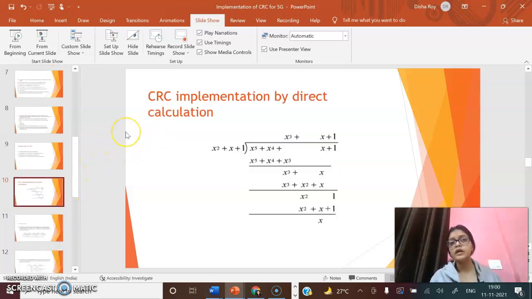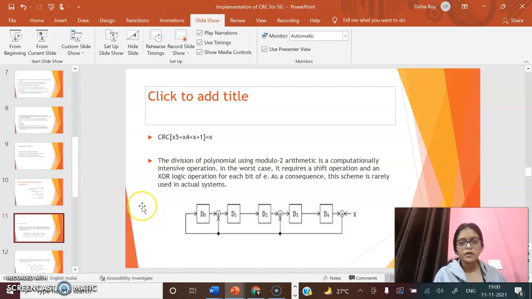Okay, so now coming to the CRC implementation by direct calculation, when we divide x to the power 5 plus x to the power 4 plus x plus 1 by x square plus x plus 1, we get x as the remainder. So over here, the division of the polynomial using modulo 2 arithmetic is a computationally intensive operation. In the worst case, it requires a shift operation and an XOR logic operation for each bit of E. As a consequence, this scheme is rarely used in actual systems.